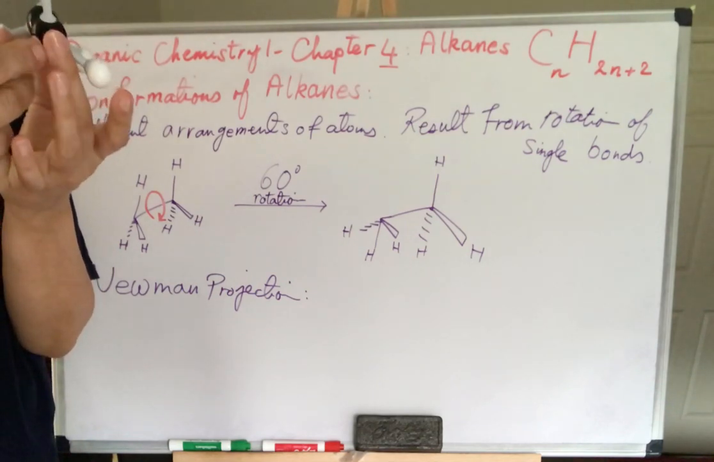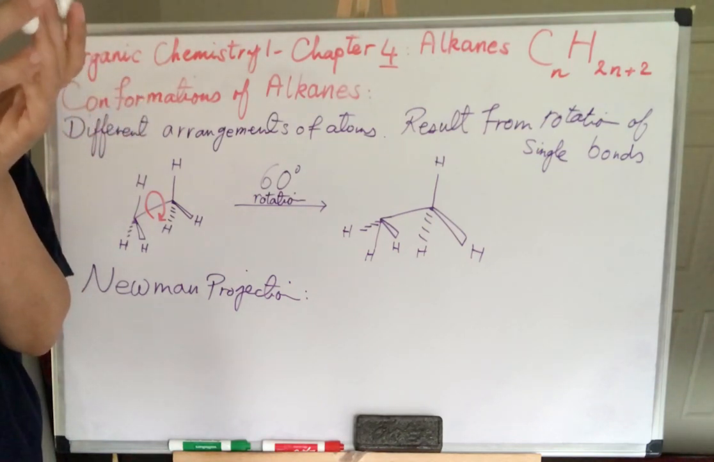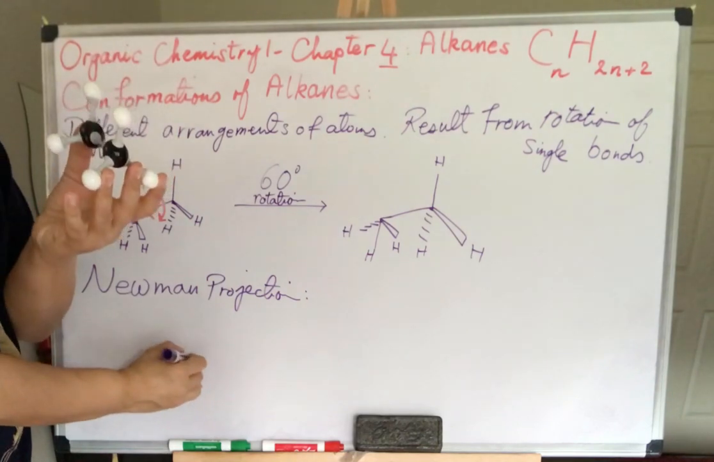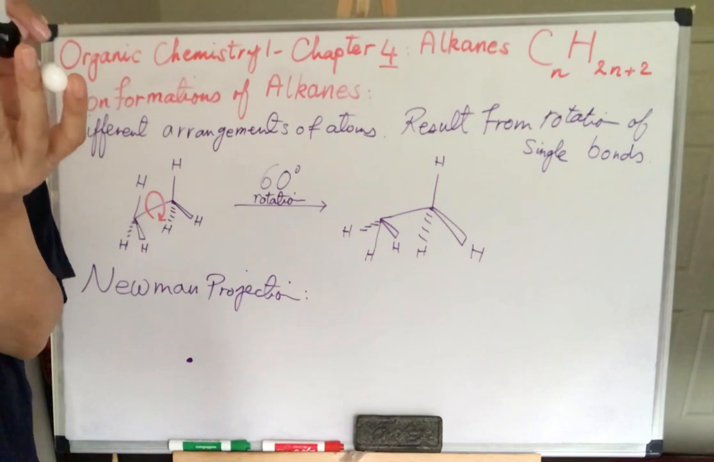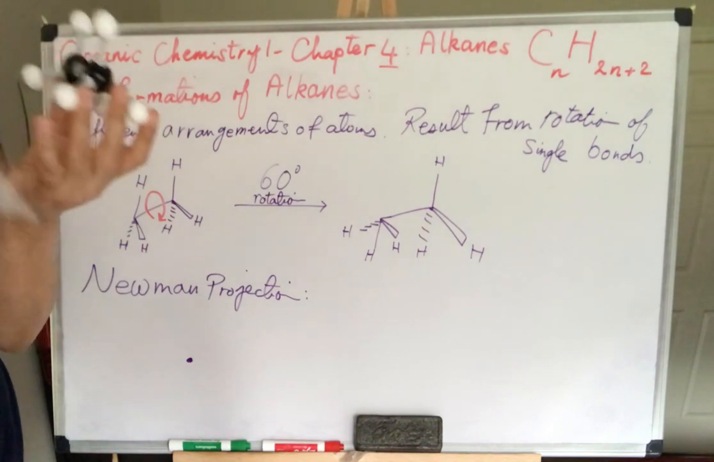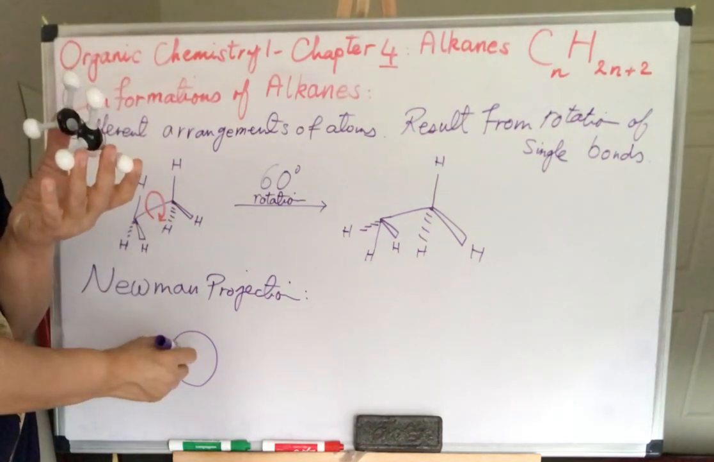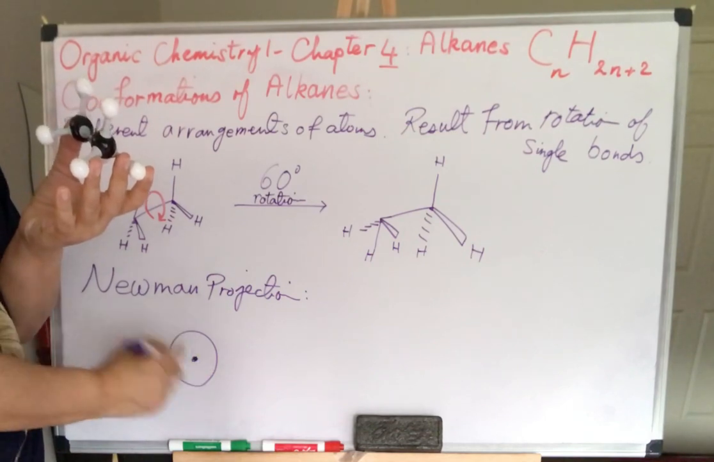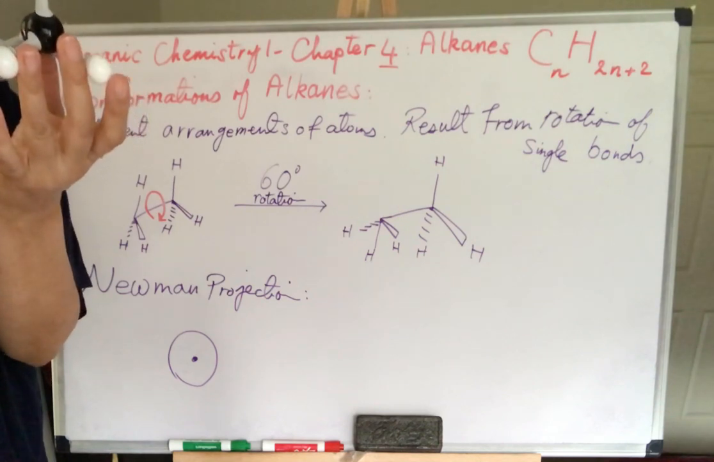Now, we have 2 carbons, right? We always focus on 2 carbons. The first carbon, which is closer to your eyes, we show as a dot. So this is the front carbon. The back carbon, which is farther from you, we show with a circle. So this is the front carbon, and this is the back carbon.